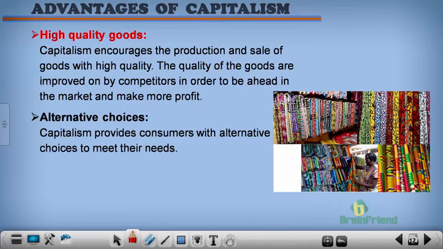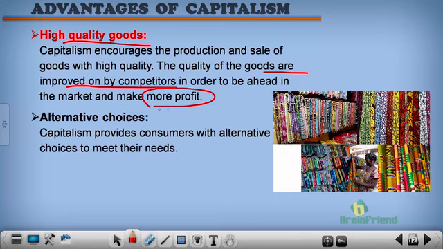Capitalism also encourages the production of goods, but in high quality. As a result of the competition that is open in the free market system, you see that if your goods are not of high quality or are not better than others', people may tend to not buy from you. So it means that your products might not sell. So capitalism, as a result of a free market system, makes these producers of goods and owners of businesses produce these goods with high quality. And the quality of goods is being improved on by these competitors in order for them to stay ahead of others in the market and make more profits.